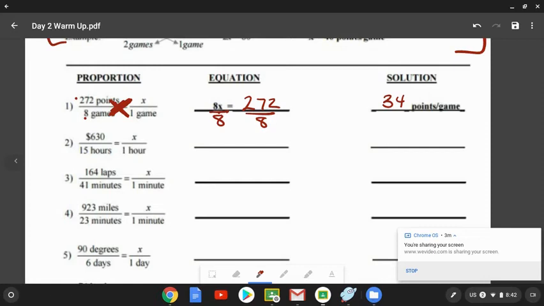For question number, skip down to number 3, write the cross products. We have 41x is equal to 164. So when you divide this by 41 and divide this by 41, 164 divided by 41 gives you 4. So he swims 4 laps per minute.